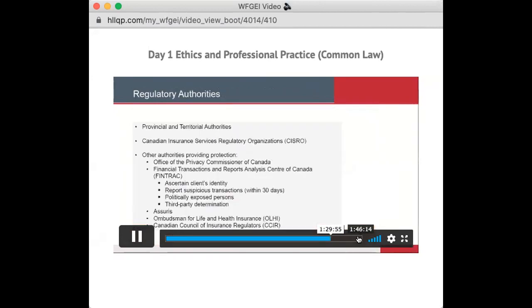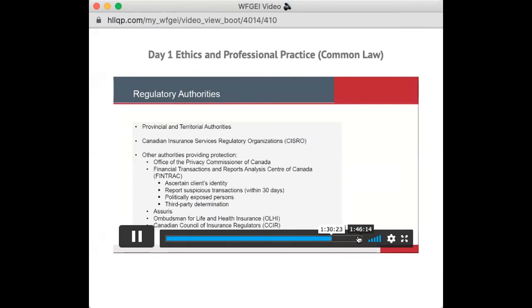So there's various different regulatory authorities that you are going to be reporting to. For the most part, you will be reporting to your province or territorial authorities. So, for example, Ontario is FSCO, Alberta is British Columbia Insurance Council, that kind of stuff. So basically, these are the regulatory. So we have 10 provincial regulators and, of course, three territorial regulators.